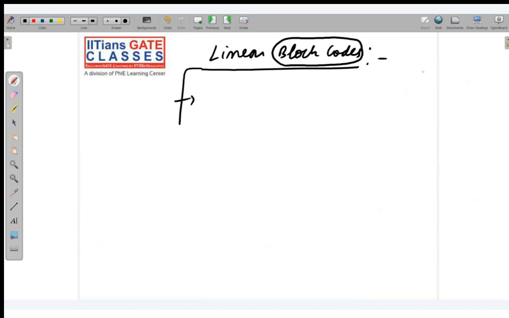So in place of sending the data word, we will send the code word and so on. Whatever we have studied till now, that was block coding only. So now we are going to study a special type of block codes called linear block code. So what are these linear block codes?